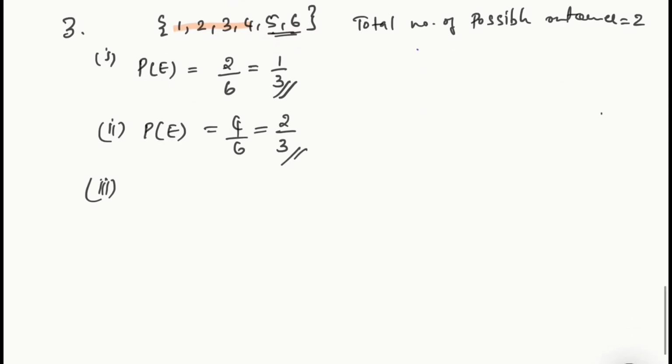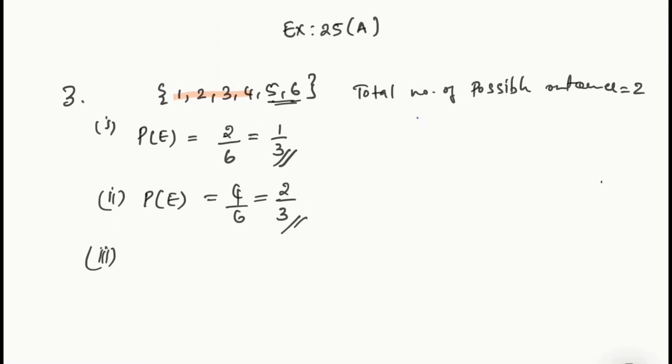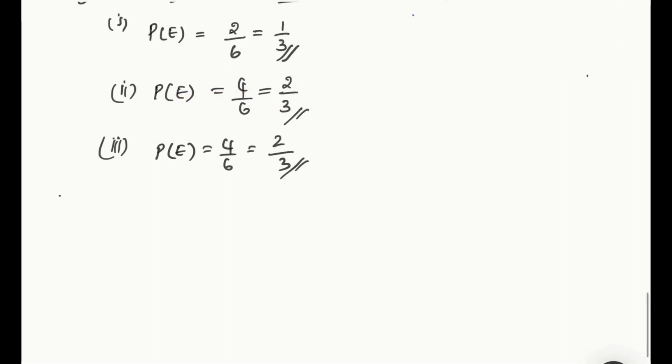Now third sub question, not greater than 4. Which are the numbers not greater than 4? If it's not greater than 4, it should be either 1, 2, 3 or 4 you can take. Again P of E will be equal to 4 by 6, that is equal to 2 by 3. Hope it's clear to you all. So you have to just go through the questions and then you will get a clear idea how to find out the answers. Let me do the fourth question.